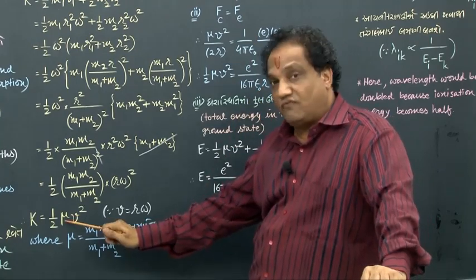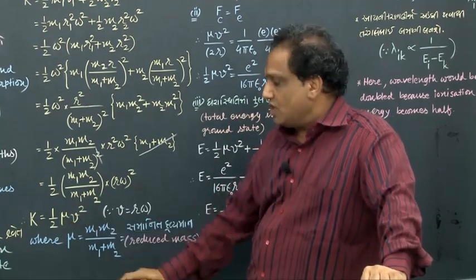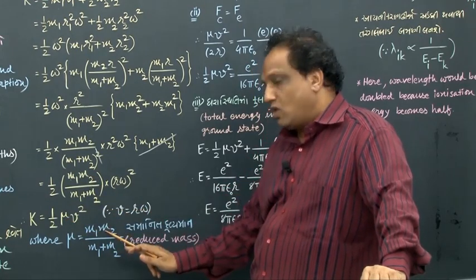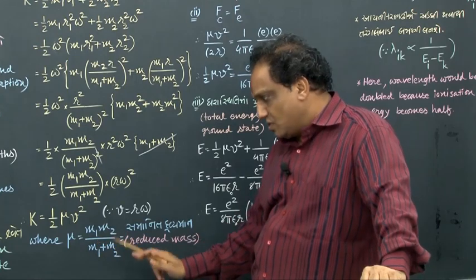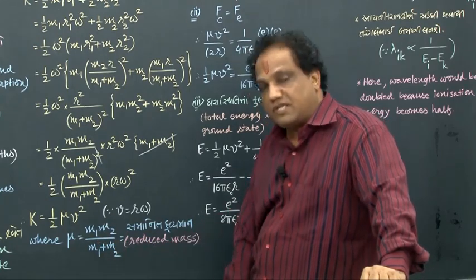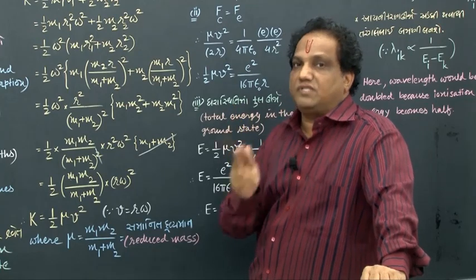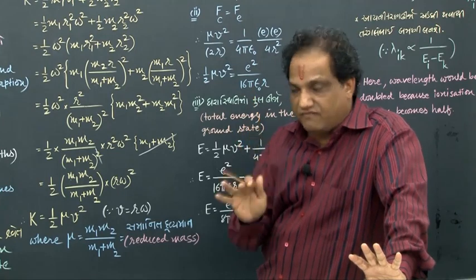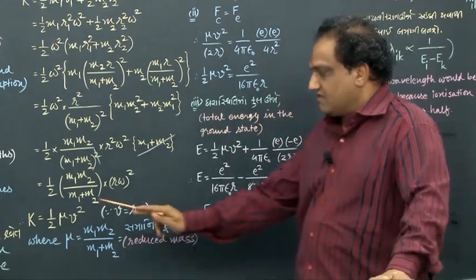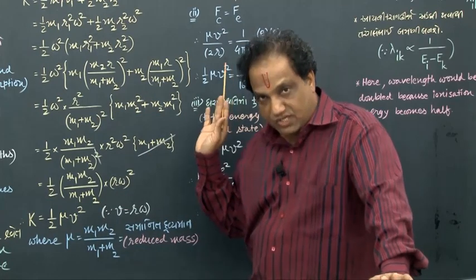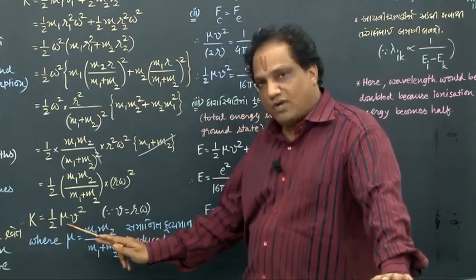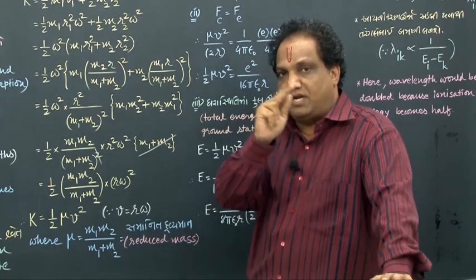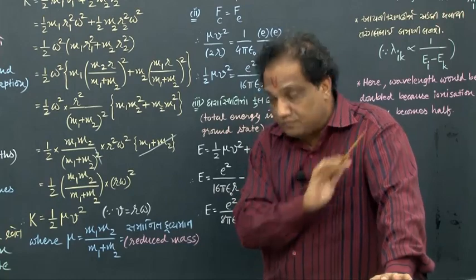Don't forget, you had placed this mu in place of this bracket, m1 into m2 upon m1 plus m2. This is called reduced mass for a given binary system in which there are two particles having masses m1 and m2. Okay, fine. Now, this formula we will utilize in the next illustration. So please remember this formula. What is mu? Reduced mass. Mu equals m1 into m2 upon m1 plus m2.